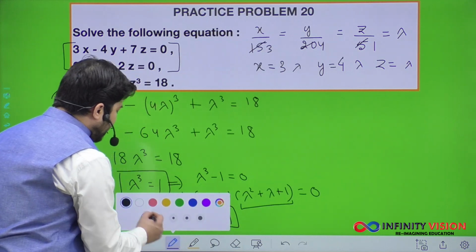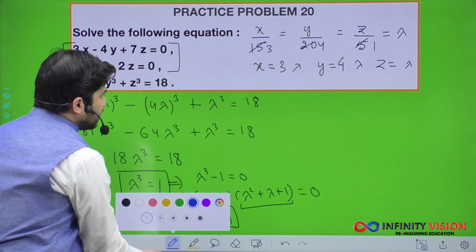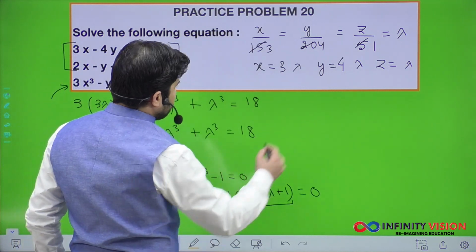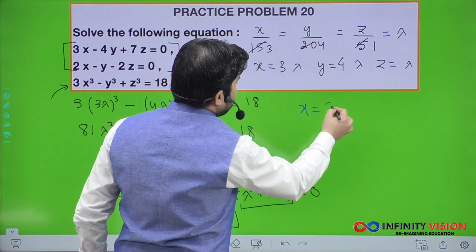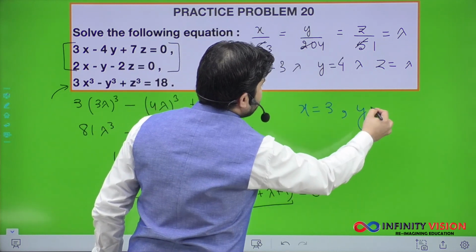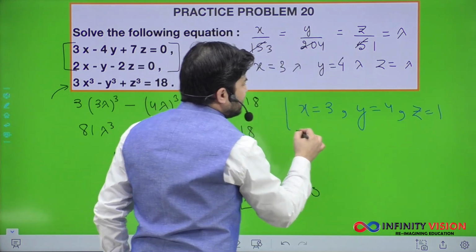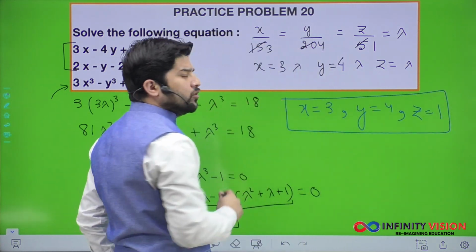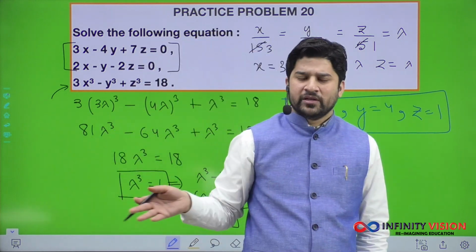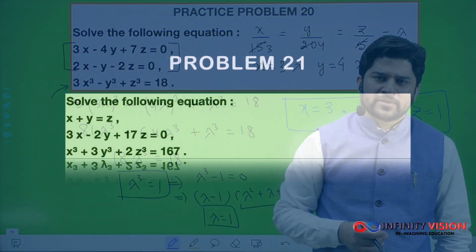Now when you have lambda is equal to 1, you can simply say that your x is 3, your y is 4, and your z is 1. An easy problem. You just had to follow the same procedure which we have been seeing in the last 4-5 problems.